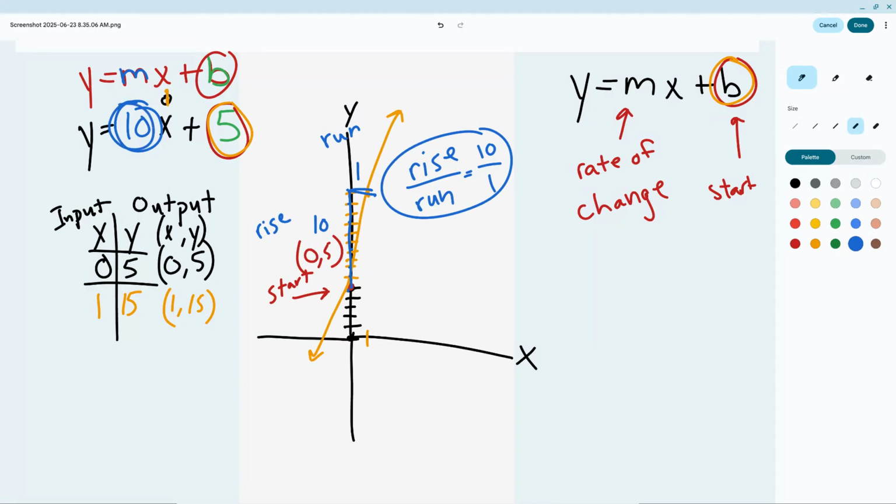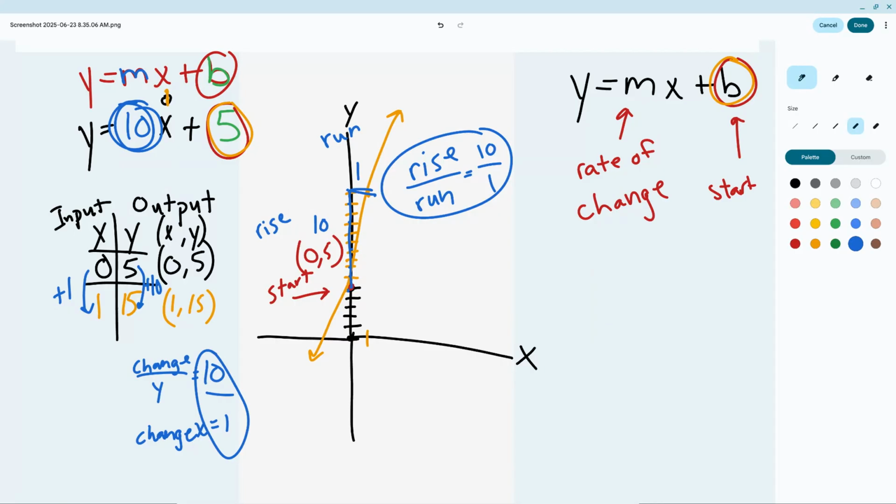Now, you're also going to see the change in y. How much does it change from 5 to 15? It goes up 10. How much does it change from 0 to 1? It goes up 1. So if you look at the change in y, the change in y is 10, and the change in x is 1. It is also 10 over 1.